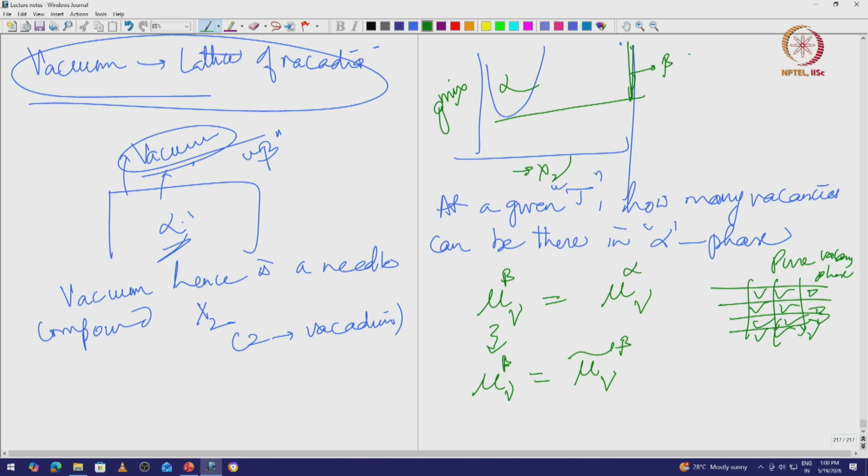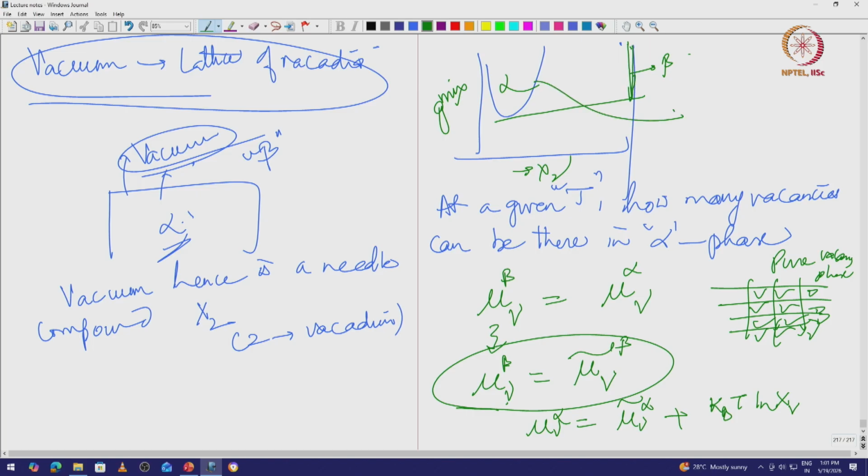So since it's a needle compound, even if I have platinum, it will be at very low concentration, right. So I am going to approximate mu vacancy in beta as mu vacancy of pure beta. Okay. Now what is mu vacancy in alpha? Equal to mu vacancy in pure alpha, plus kBT ln x_v, the vacancy concentration, right, and let us assume that alpha is some kind of a regular solution.